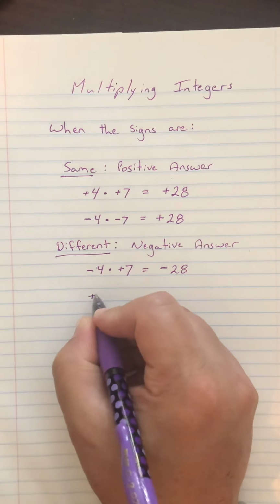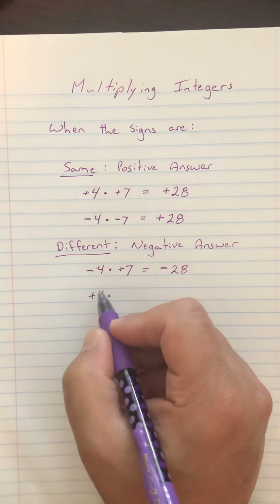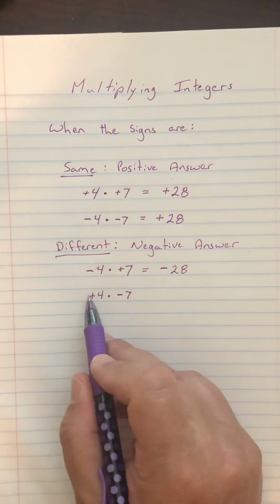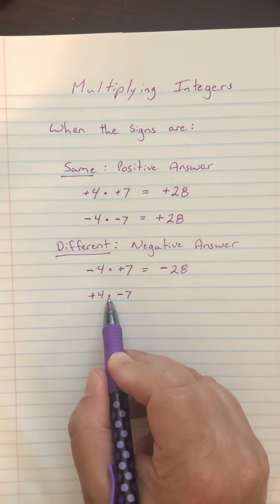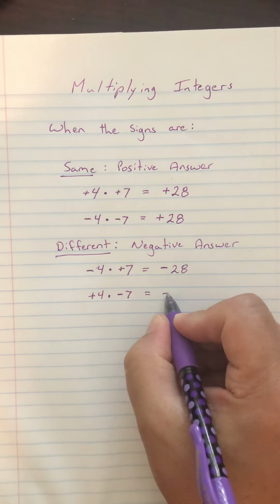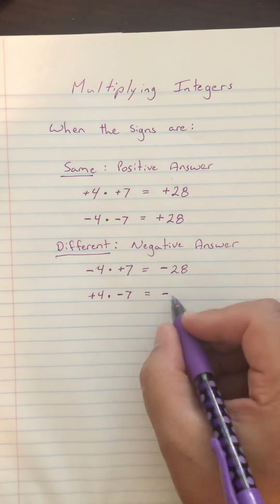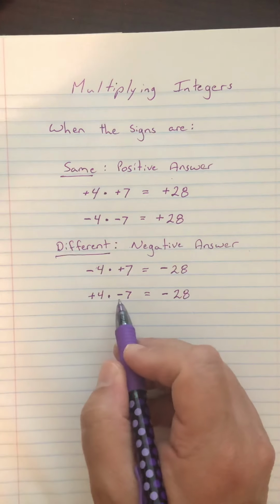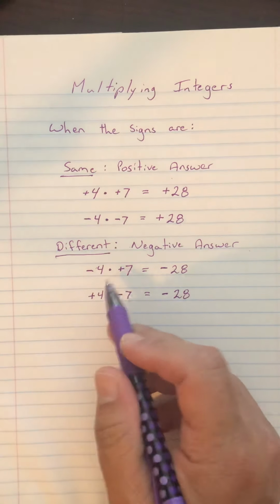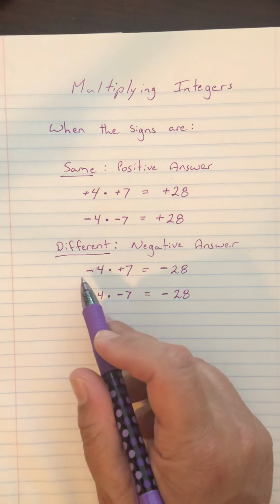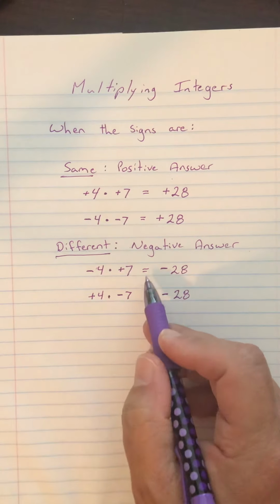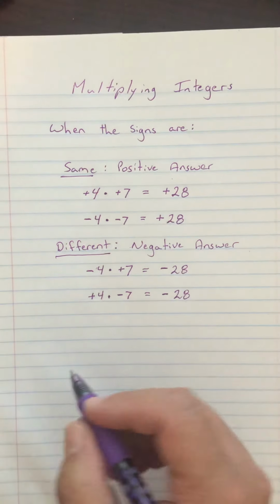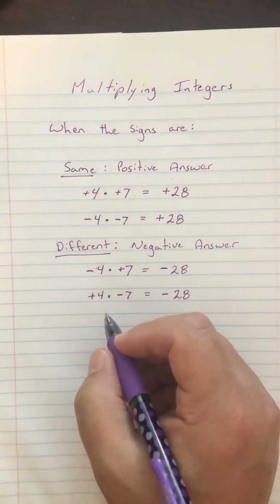Again, it doesn't matter which is which. Now my 4 is positive and my 7 is negative. As long as I can say that they are different signs being multiplied, my answer is automatically negative. So 4 times 7 again gets me that 28. It's a negative answer. As long as they're different signs, it doesn't matter which is bigger, which is smaller, or which one came first. 2 different signs, negative answer. So that's really the lesson.